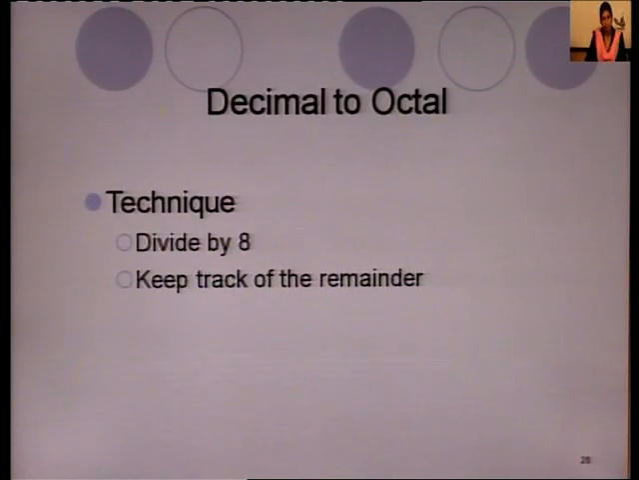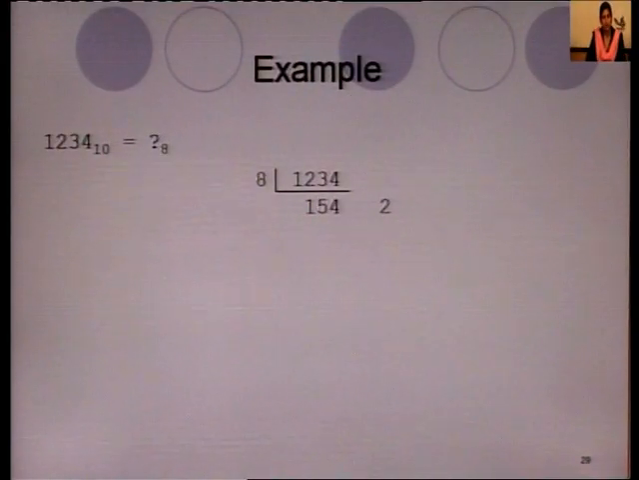Now we will study decimal to octal number system, where decimal number system has base 10 and octal number system has base 8. The technique to do this conversion is, first step is divide by 8. Keep track of the remainder. In this conversion we will take example 1234 having base 10, and we will convert it into a value having base 8, which is the octal number system. Then we have the given value 1234, so we will divide it by 8, and the result is 154 as our quotient and 2 as our remainder.